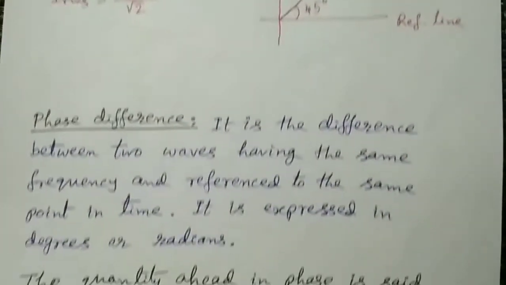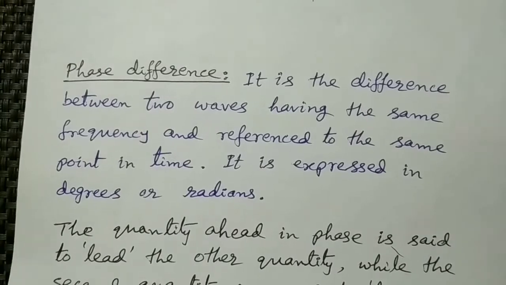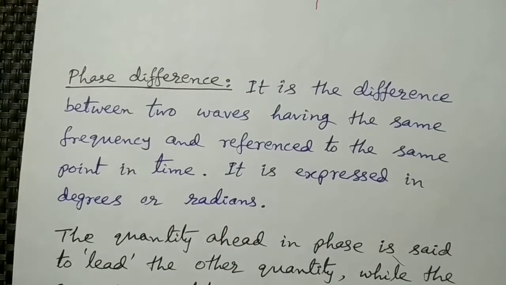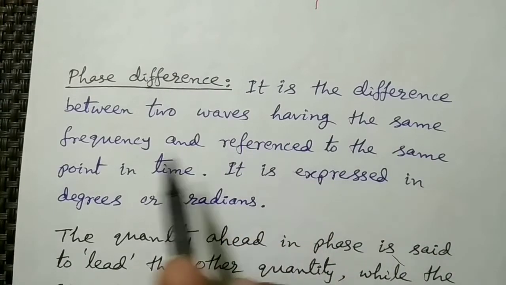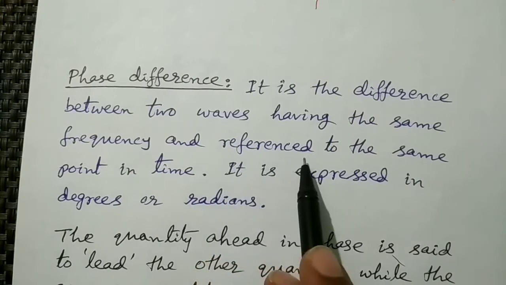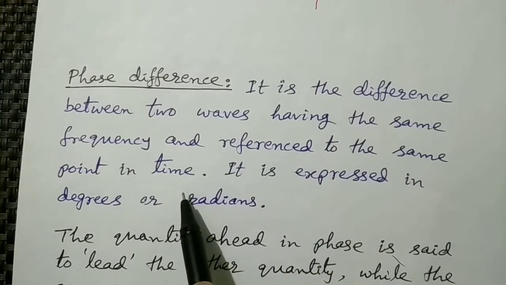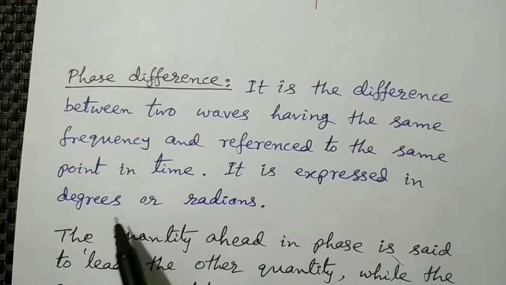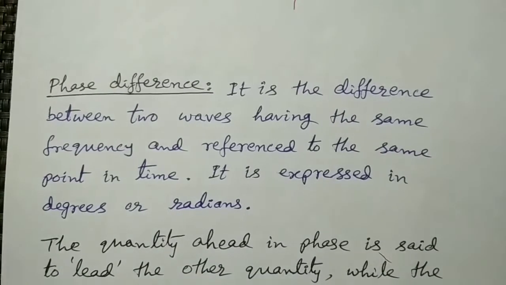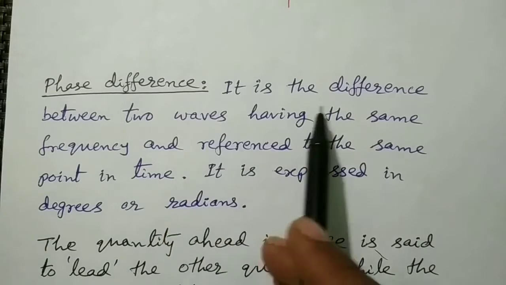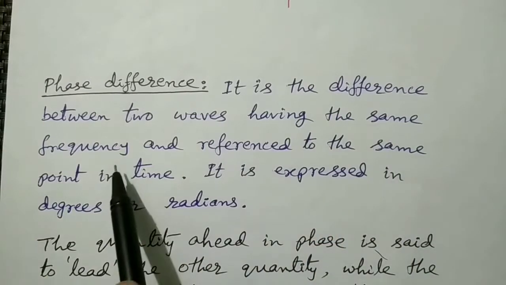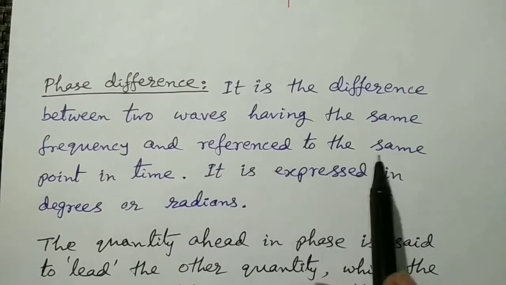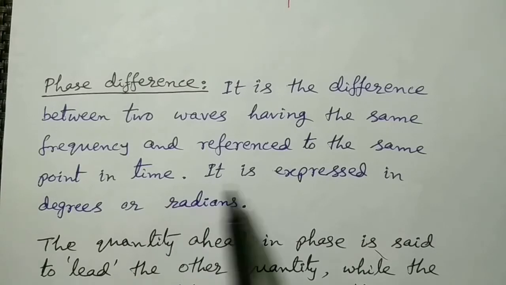The next definition is called the phase difference. The phase difference is the difference between two alternating waves having the same frequency and referenced to the same point in time. It is expressed in degree or radian.